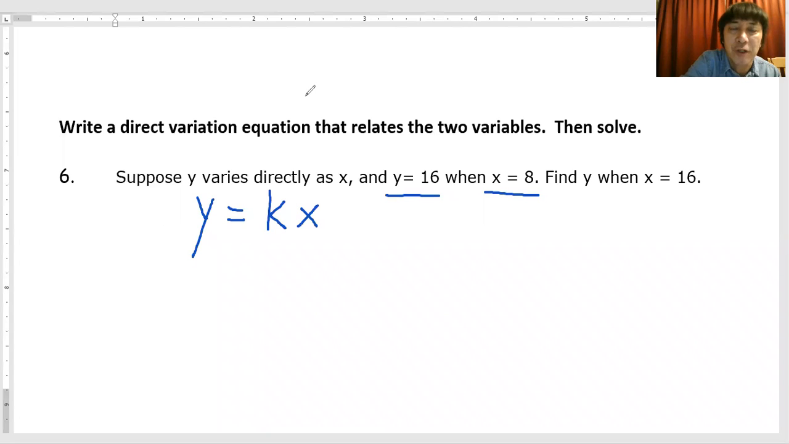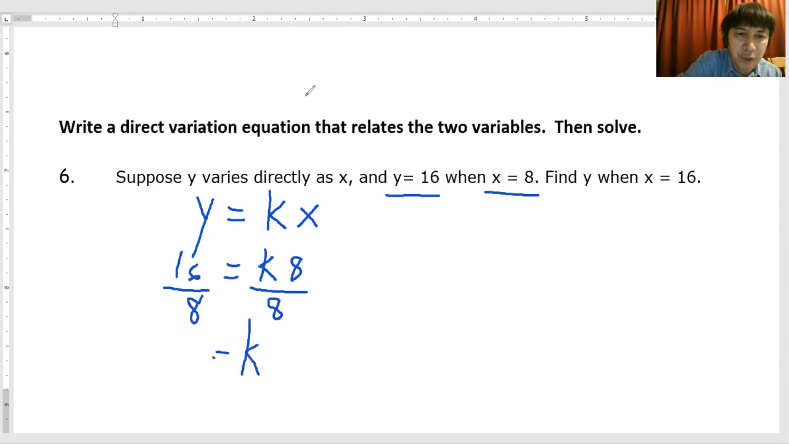Let's solve for the constant of variation first. So this is 16 and k is unknown at this point, x is 8. There. And we can solve for the constant of variation. Okay, and we shall begin by dividing both sides by the 8, like that. And k happens to be equal to 16 over 8, that's 2. So we know our k.